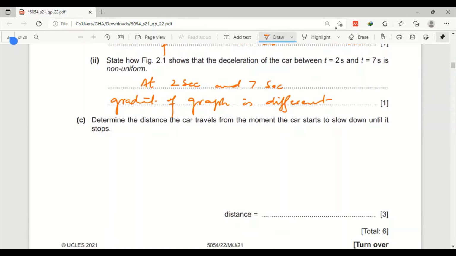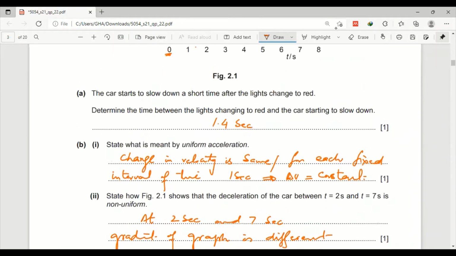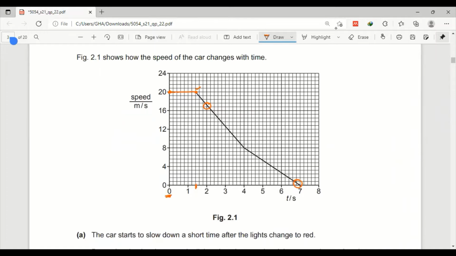Next, determine the distance the car travels from the moment the car starts to slow down until it stops. So it's slowing down from this point, 1.4. And then this is the first portion in which the gradient is large. And this is a trapezium. And then a triangle, meaning we have to add this A and B figure area for the total distance.